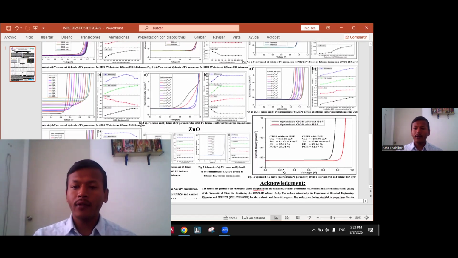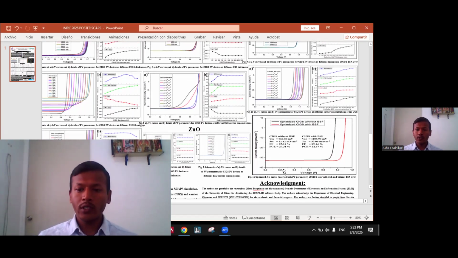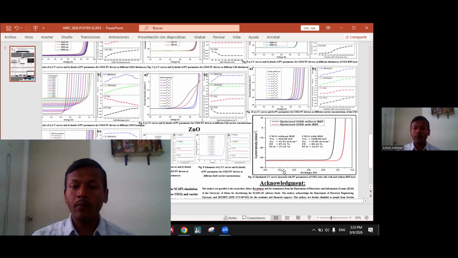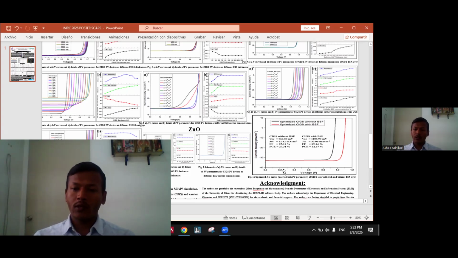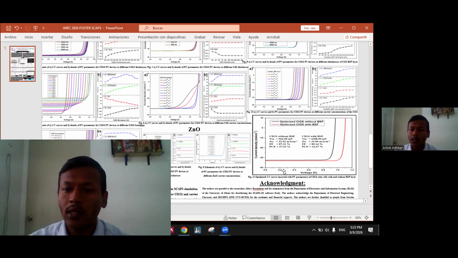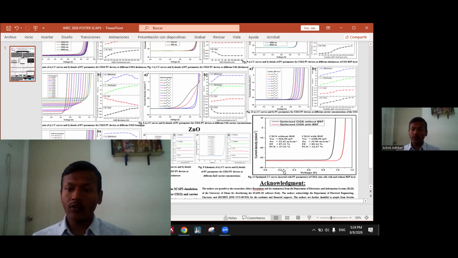Finally, we have obtained optimized conditions for the CIGS solar cells without a BSF layer. We have VOC 964.5 millivolts, JSC 32.42 milliamperes per square centimeter, fill factor 37.31, and efficiency 27.31. However, with the BSF layer, the VOC increases. Here we have 1108.9 millivolts, JSC 33.06 milliamperes per square centimeter, fill factor 39, and efficiency increased to 32.67.